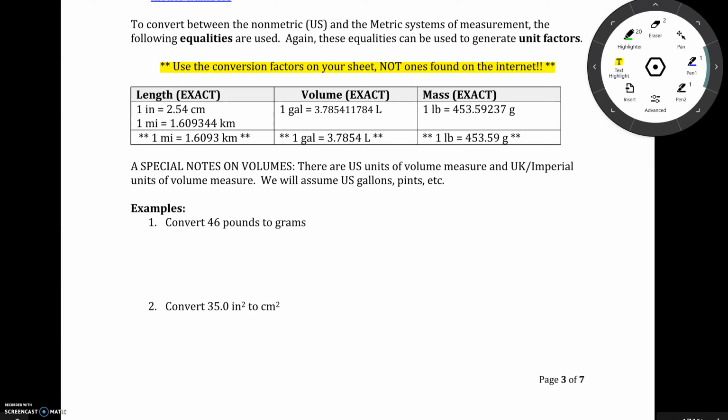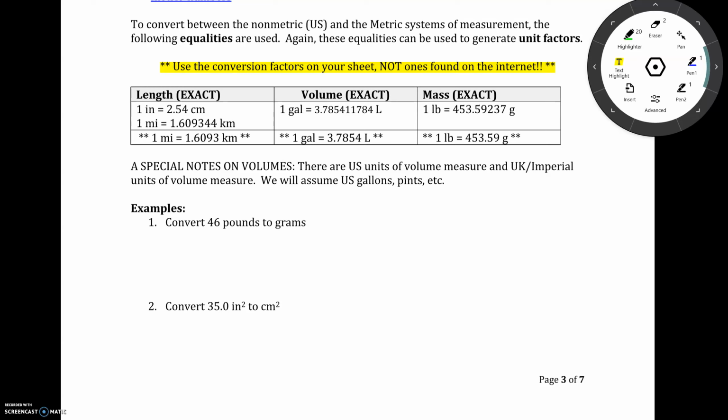Okay, so for your length measurements, we've given you two ways to go between metric and non-metric units of measure. We have a conversion between inch and centimeters, and we have the conversion factor between miles and kilometers. The exact conversion factor between inches and centimeters is quite small, so that's included. The exact conversion factor between miles and kilometers is quite long, and so we've included a conversion factor that's exact to 5 significant digits. That's what we expect you to use if you're converting between miles and kilometers. 1 mile is equal to 1.6093 kilometers. It has the stars beside it because it is an approximation.